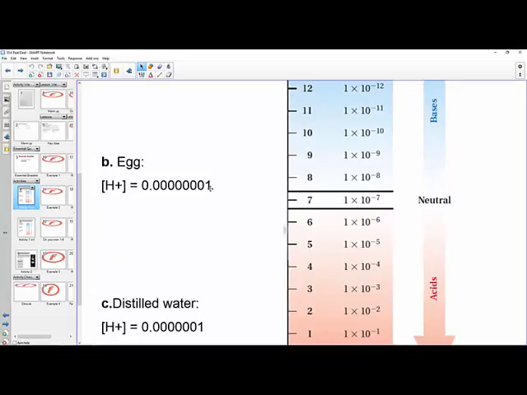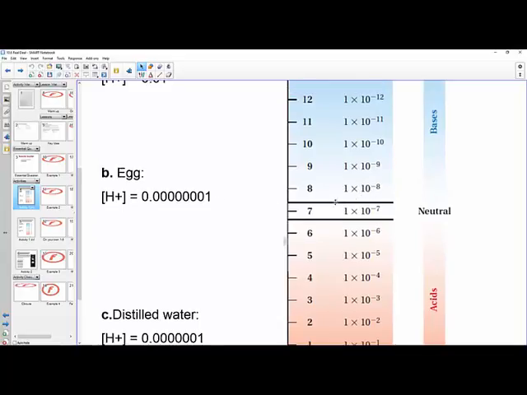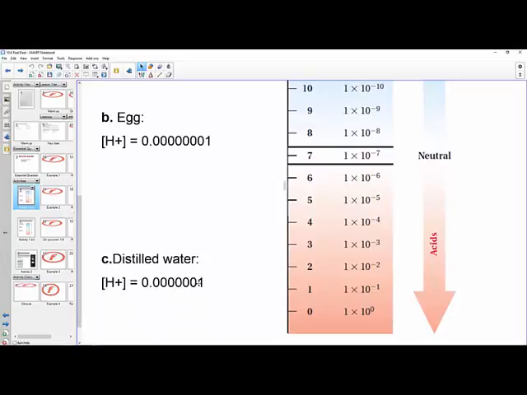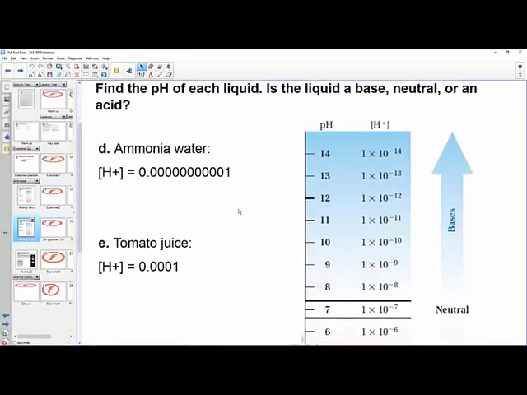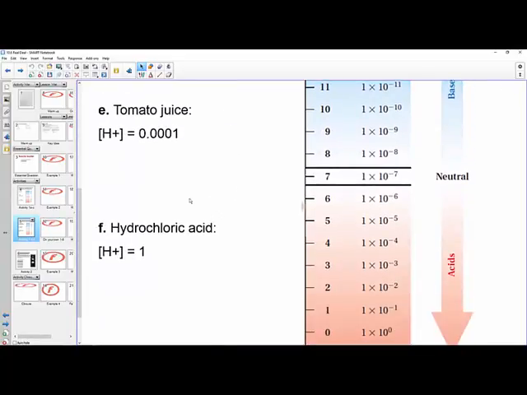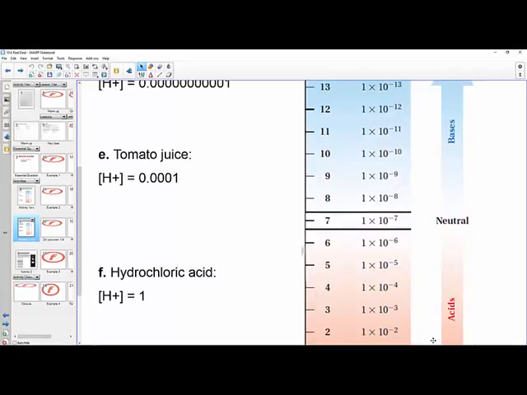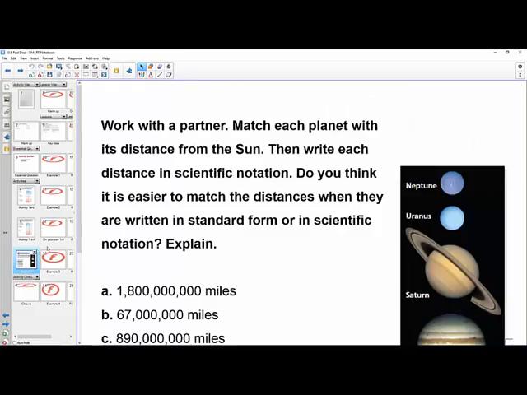For eggs, I'm going to go over here and I have to move it over 1, 2, 3, 4, 5, 6, 7, 8. So this will be 1 times 10 to the negative 8, which is going to be a base. Distilled water is going to be 1 times 10 to the negative 1, 2, 3, 4, 5, 6, 7. So this one's completely neutral for distilled water. We can continue this with ammonia water and so on. And as you start to figure these things out, it works really well with this chart. And you can figure out if they are acids or bases.